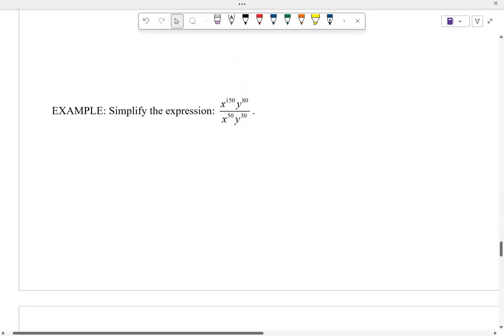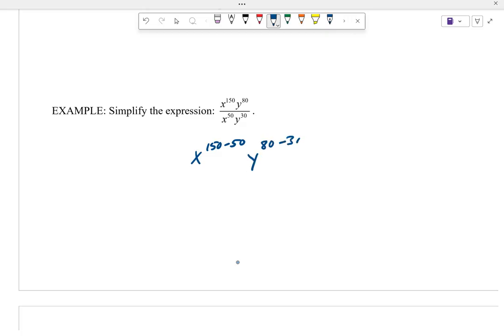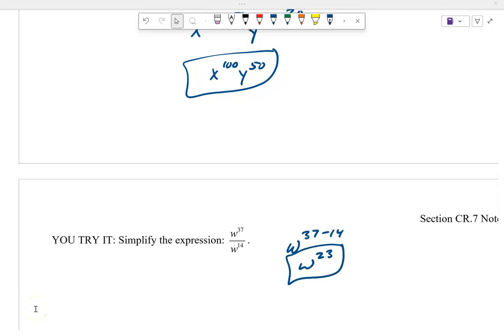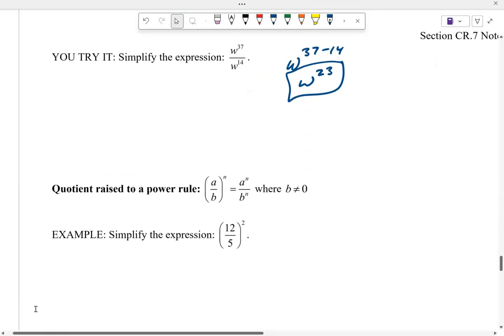And let's do some with multiple variables here. So I'm going to take my x's, x to the 150 minus 50, multiplied by my y's, 80 minus 30. So it looks like I have x to the 100, y to the 50 on that. And you can't simplify that anymore. I'll let you try that one. You should get w to the 23 on that one.